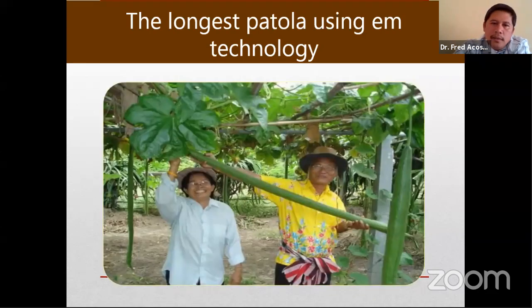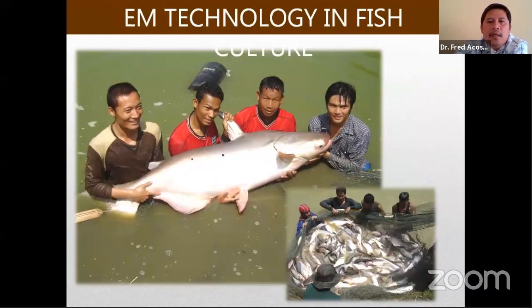And of course, I don't know what you call this vegetable, but it's also available here in Kenya. It's available in the Philippines, and I'm sure it's also available in India. If you have a fish pond, we can also use EM technology to promote the growth of your fish. At the same time, it can help clean and maintain the quality of water and the amount of dissolved oxygen, so that you're not going to experience any pollution or fish kill in your fish pond. So EM technology plays a very important role in fish farming.